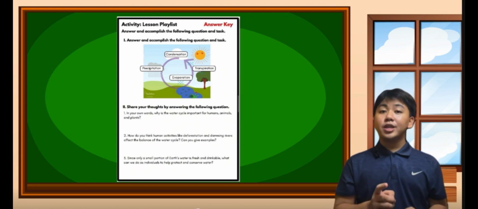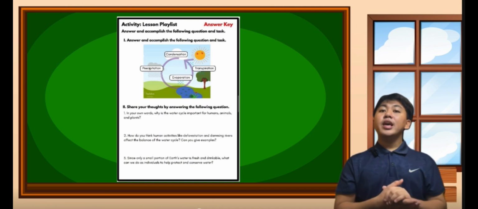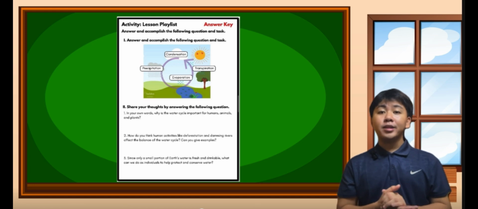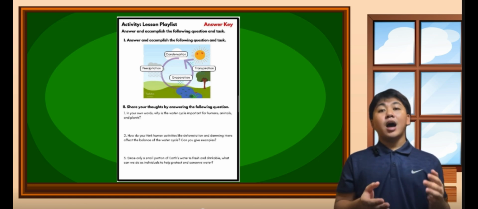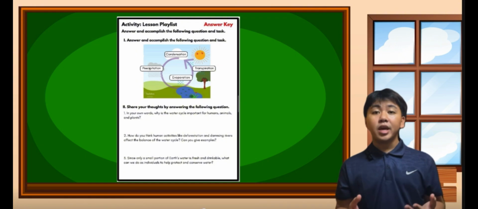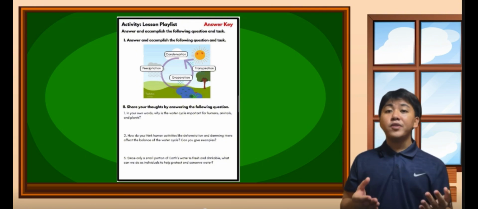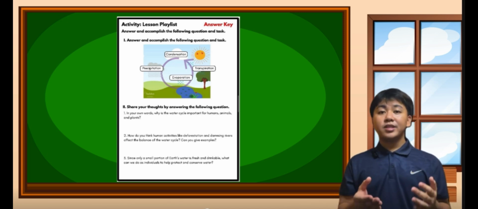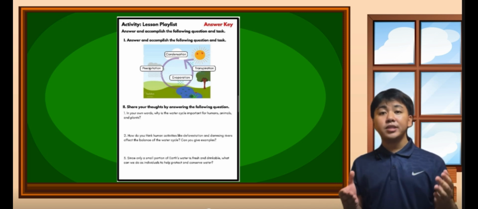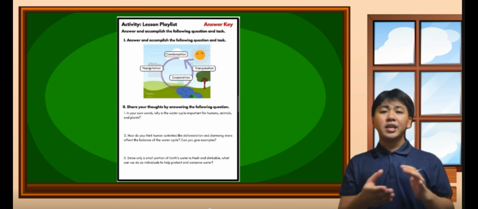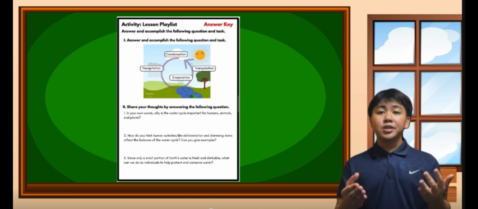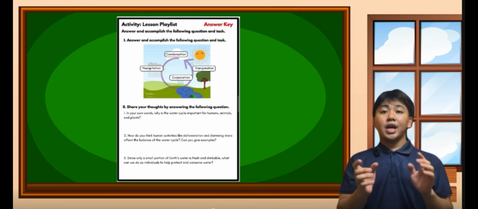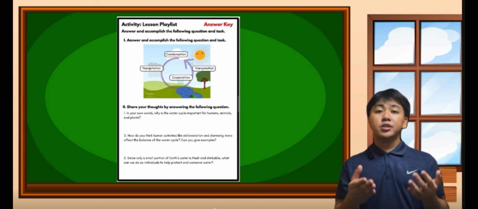Okay? I will read each item exactly as written. In your own words, why is the water cycle important for humans, animals, and plants? A correct answer should say that the water cycle provides clean water that all living things need to survive. For number 2, how do you think human activities like deforestation and damming rivers affect the balance of the water cycle? Can you give an example? A correct answer should explain that these activities can disturb the water cycle. Example, cutting trees can reduce rainfall and cause drought.